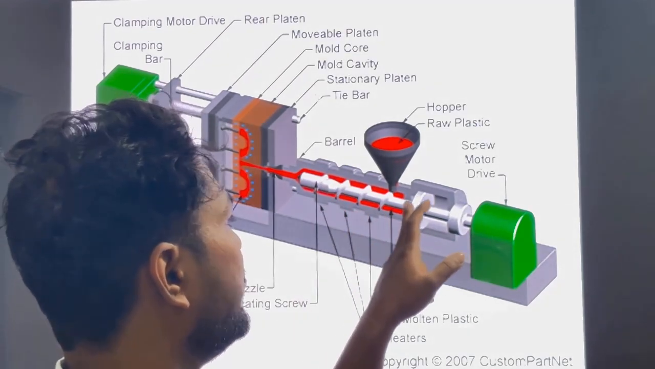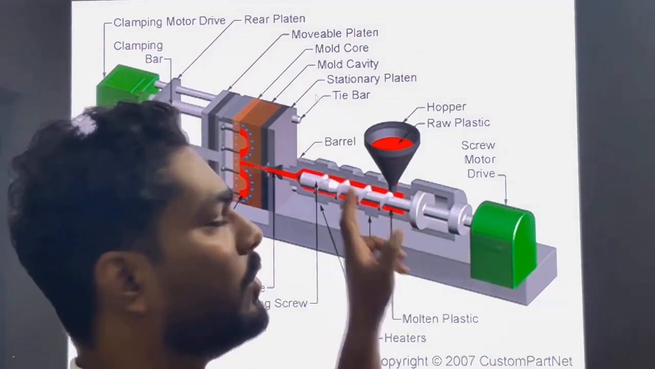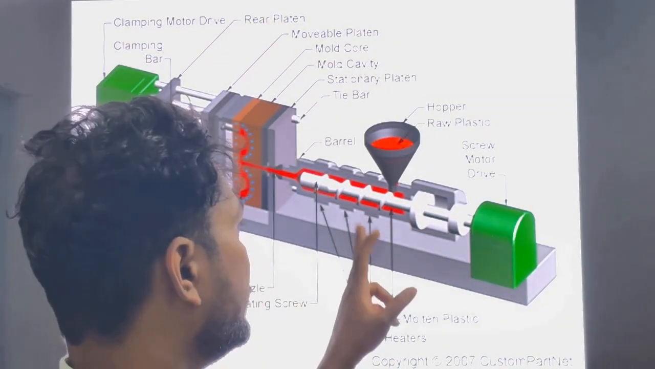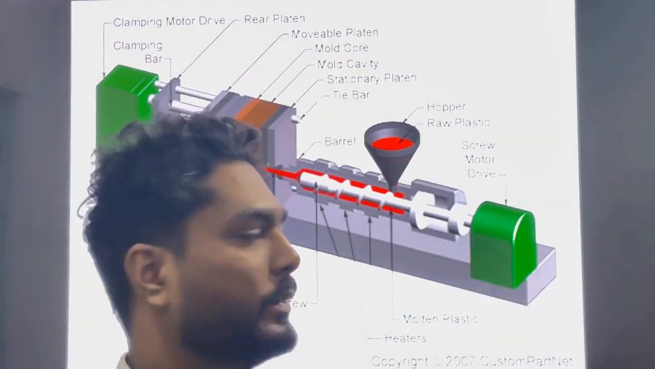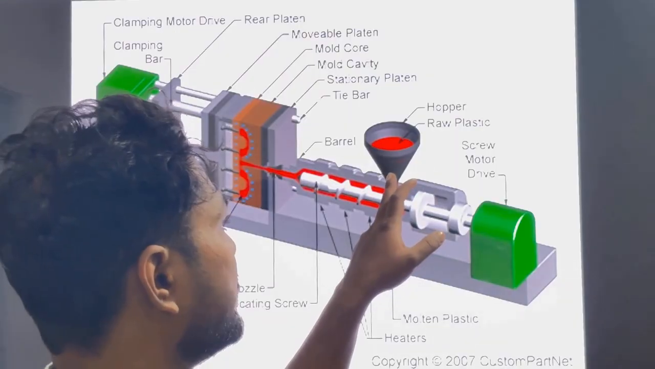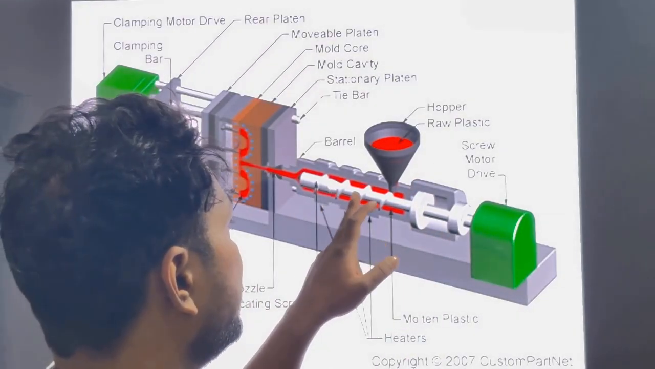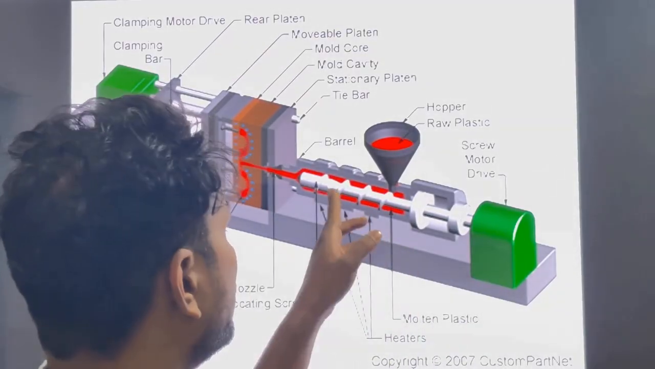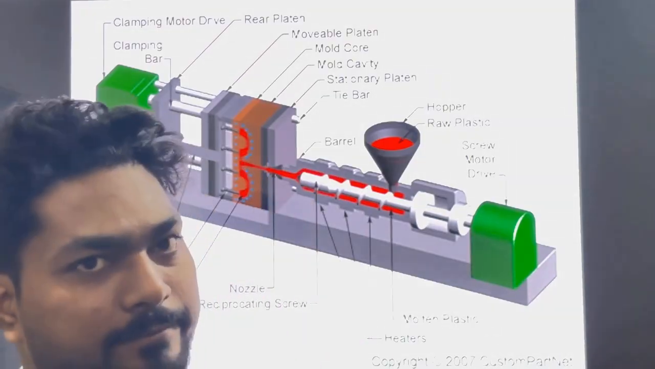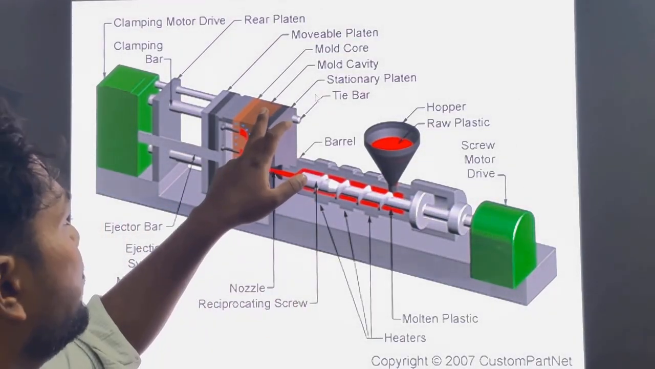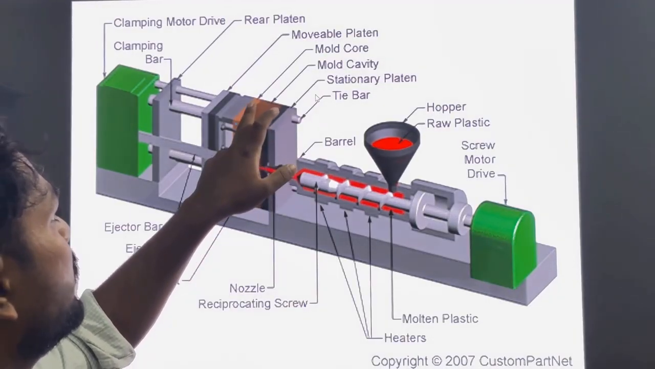Okay, and this is the non-return screw. This is the non-return valve or non-return screw. We are calling this a non-return screw. When we convert this raw plastic from solid to liquid, this non-return valve pushes the molten plastic into the core and cavity. Here you can see these two important parts: this is your cavity portion and this is your core portion.